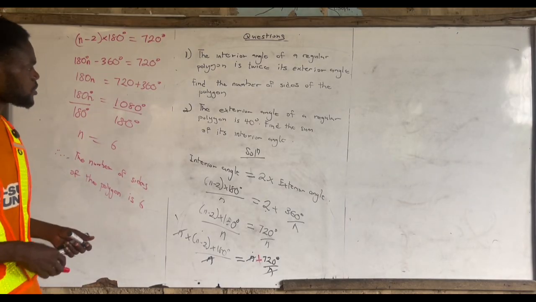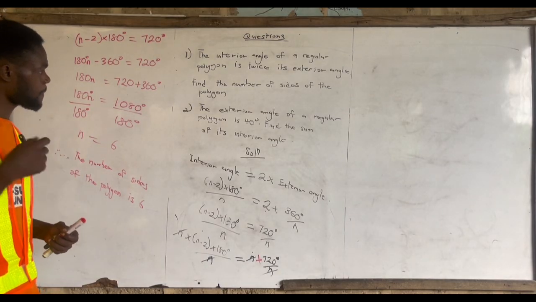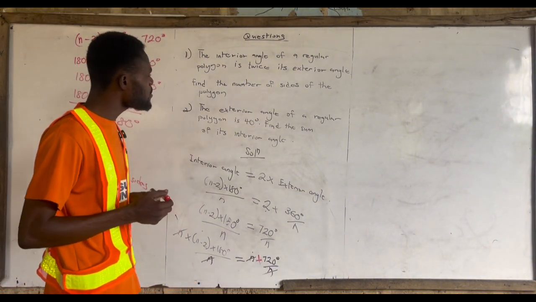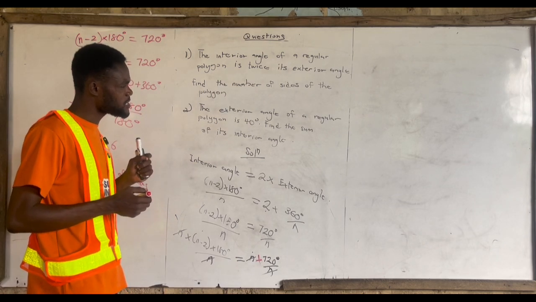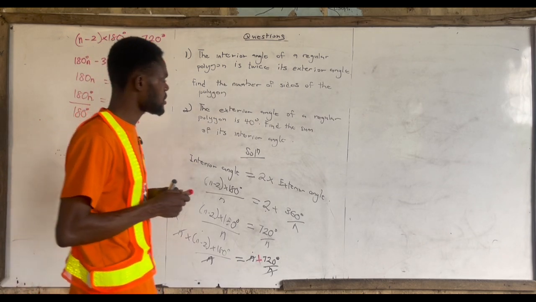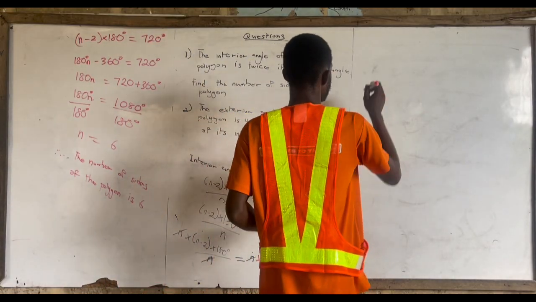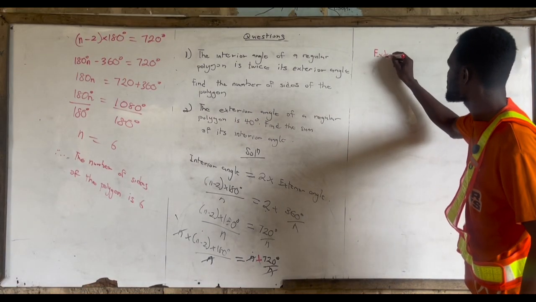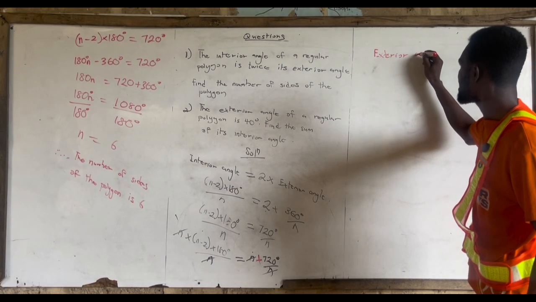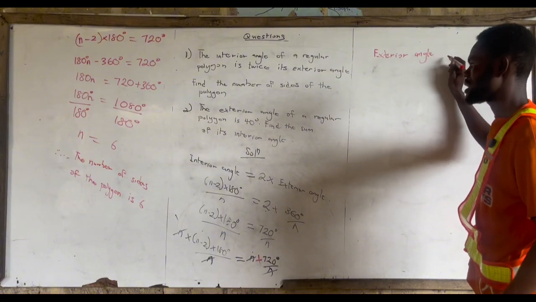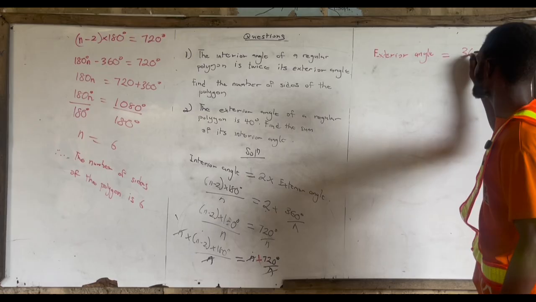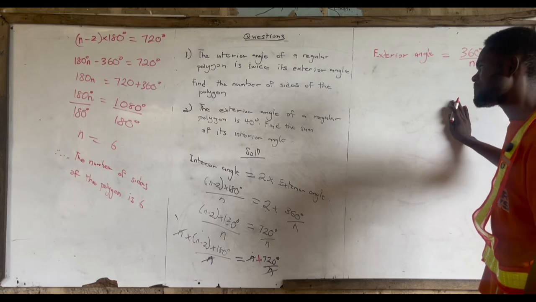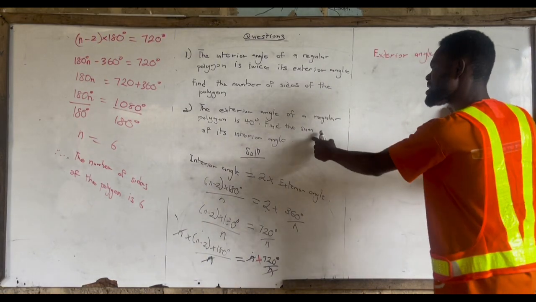Let's solve question number 2. The exterior angle of a regular polygon is 40 degrees. Find the sum of its interior angles. Okay, so we know that the exterior angle of a regular polygon is 360 degrees over n, and they are saying it's 40.